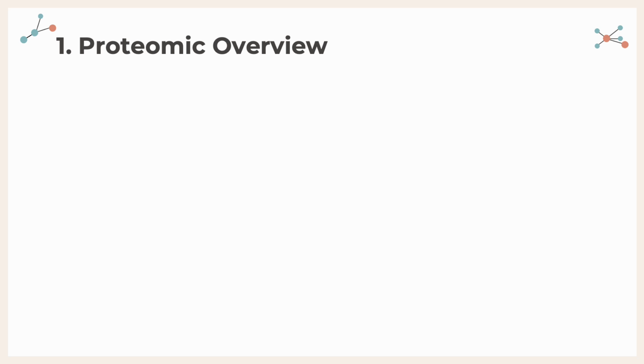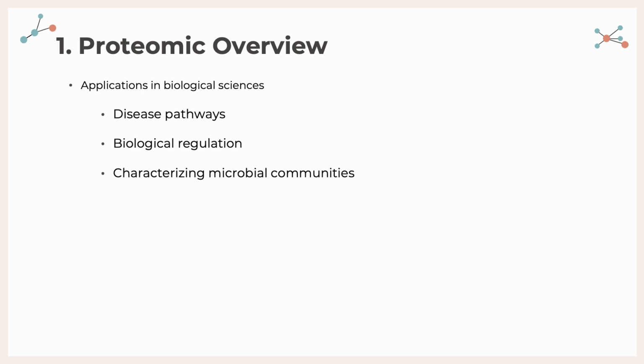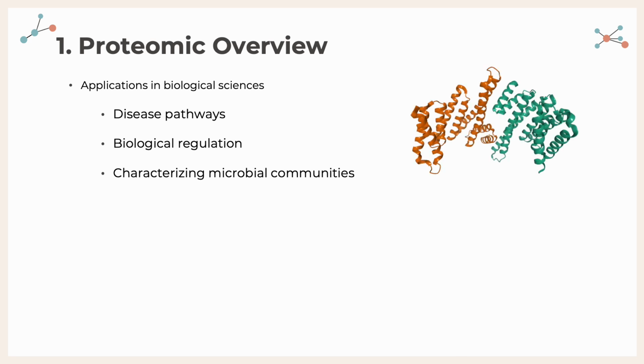So before we look at how proteomics can be applied to forensics, let's first look at its original usage in biological and biomedical sciences. Proteomics can be used in biological and biomedical sciences to determine disease pathways, biological regulation mechanisms, and characterize microbial communities. An example of this is how researchers use proteomics to determine the mechanism for SIDS, or sudden infant death syndrome.